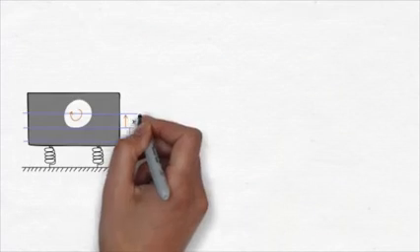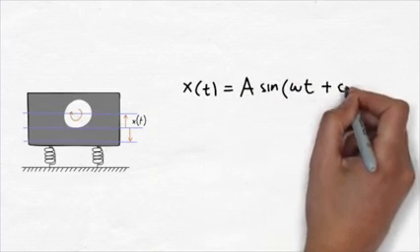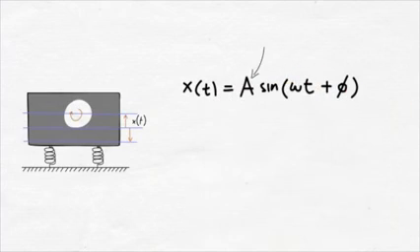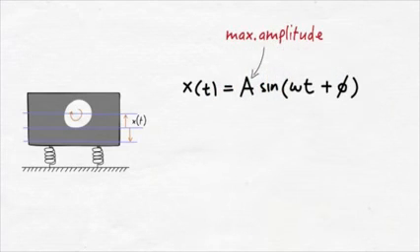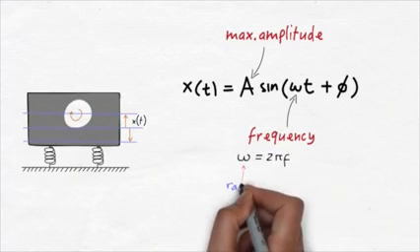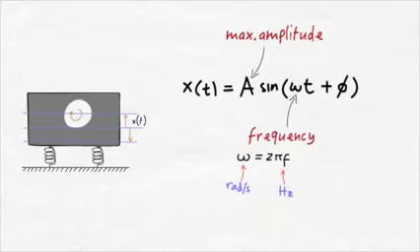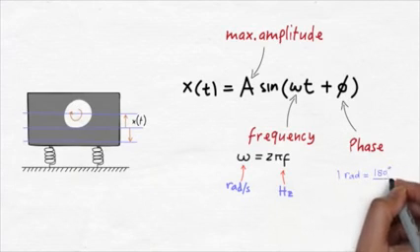Okay, so let's write down the amplitude of the vibrating system as a function of frequency and phase: x(t) equals A sine(omega t plus phi), where A is the maximum amplitude, omega is the frequency, and note that omega equals 2 pi f, where omega is in radians per second and f is in hertz. Phi is the phase, also in radians, where 1 radian equals 180 degrees over pi.